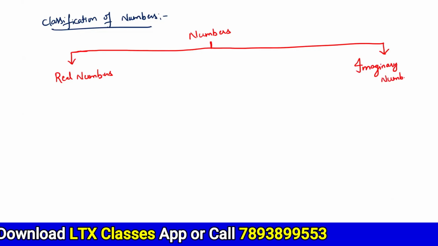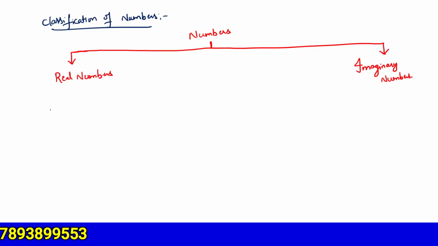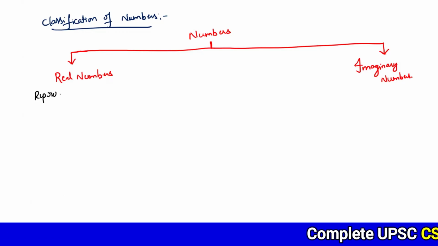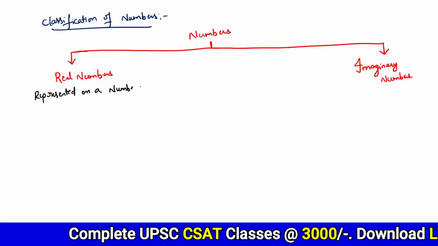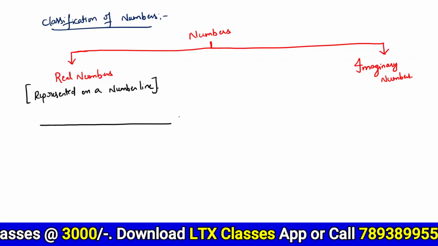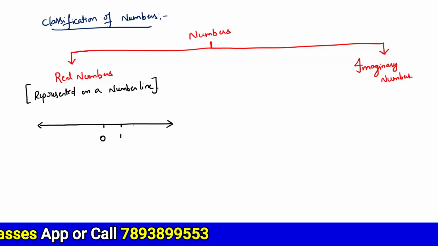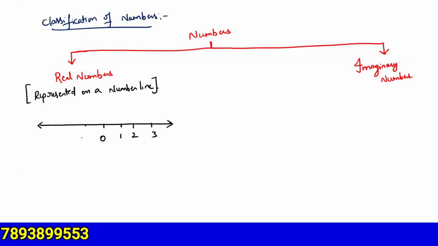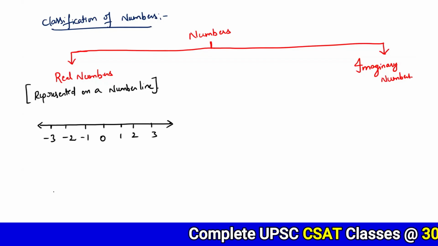Regarding real numbers, what we understand is any number which can be represented on a number line will be called a real number. So basically we take a line like this. This will be 0. On the right hand side, we have the positive values, and on the left hand side, we have the negative values. If you can represent a number on this number line, we call it a real number.